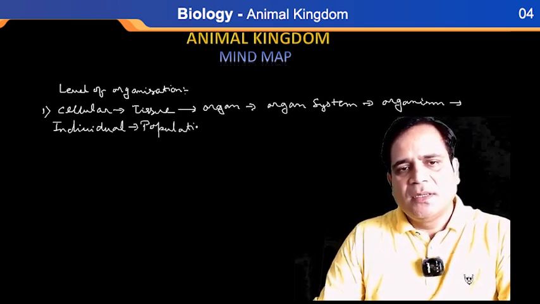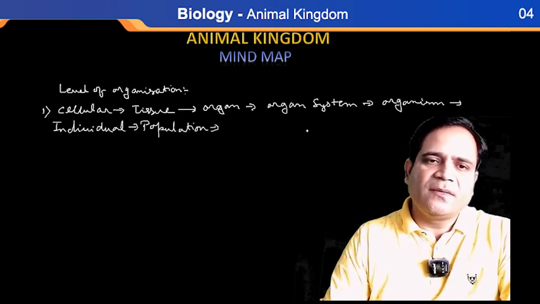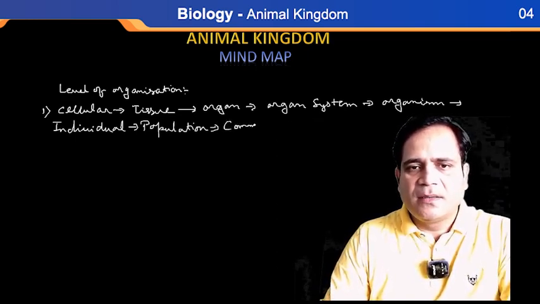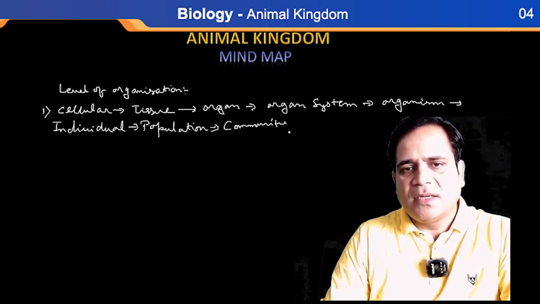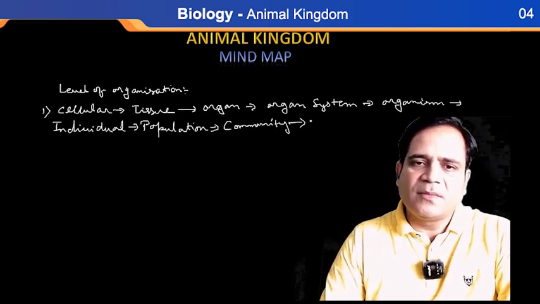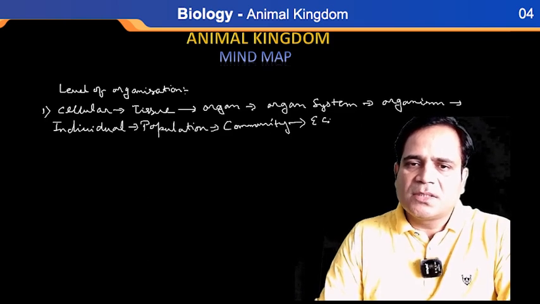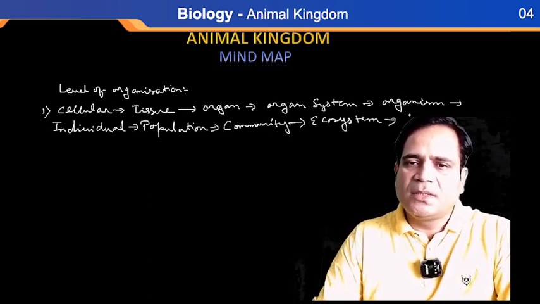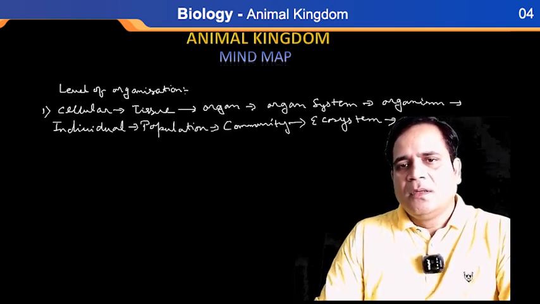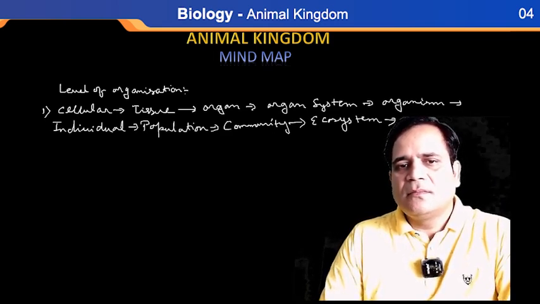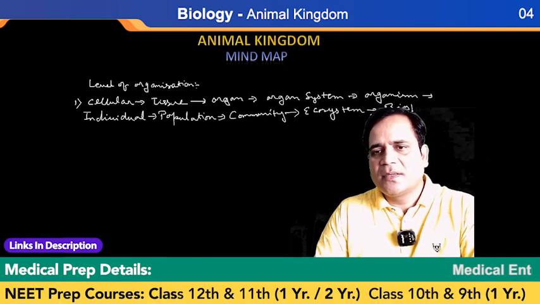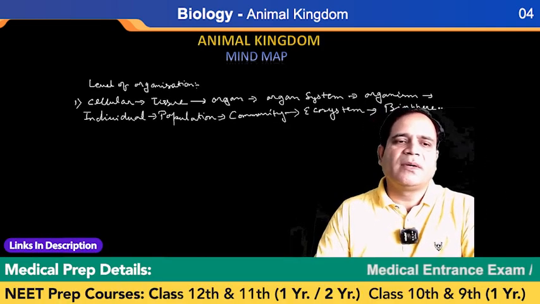A group of individuals forms a population, and when populations unite together, they form the community level. When communities mix together, they form the ecosystem, and when ecosystems group together, they form the biosphere. Clear? So this is the level of organization.